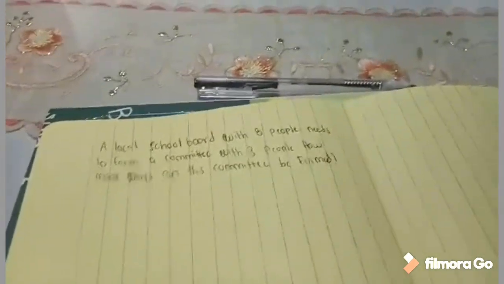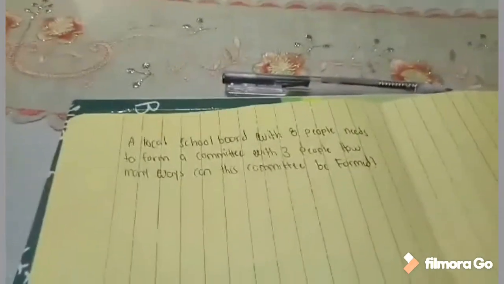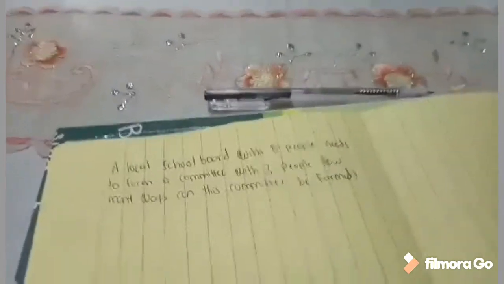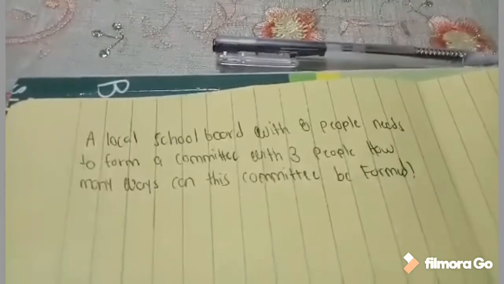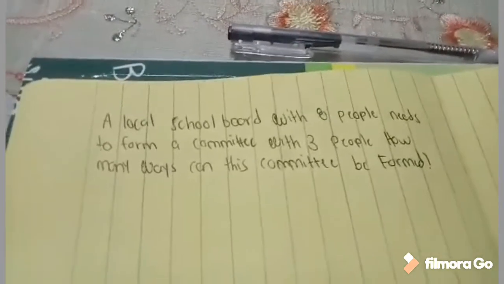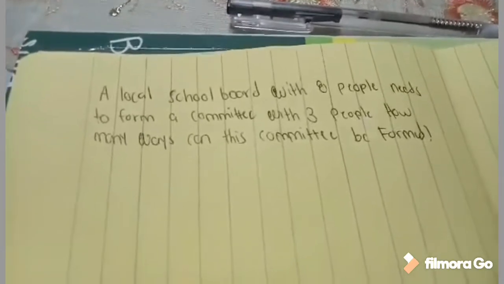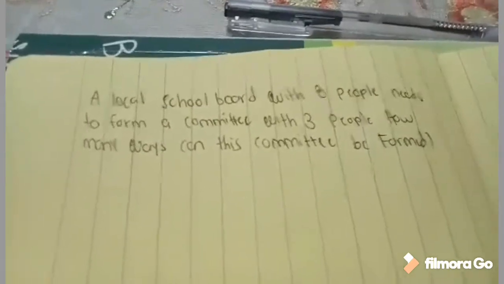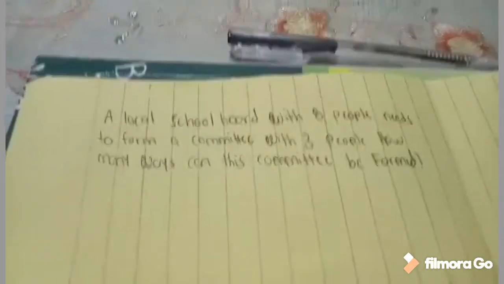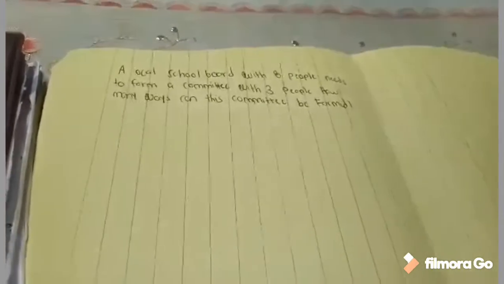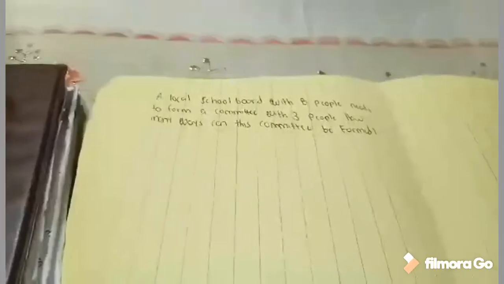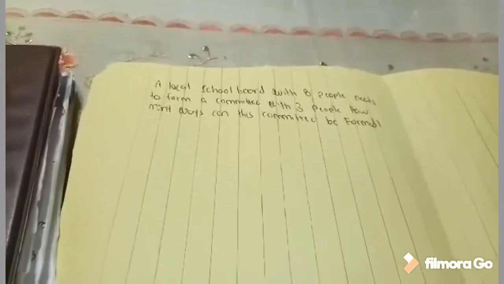So guys, this is our last example in this lesson. Here's the example. A local school board with 8 people needs to form a committee with 3 people. How many ways can this committee be formed? In this case, it is a combination, because the order doesn't matter, and as a committee, they all have equal jobs to do.